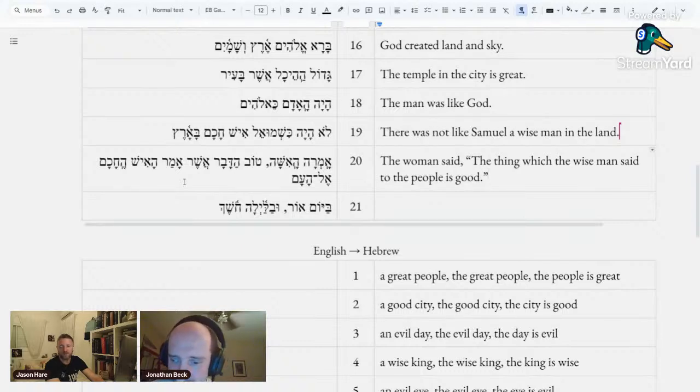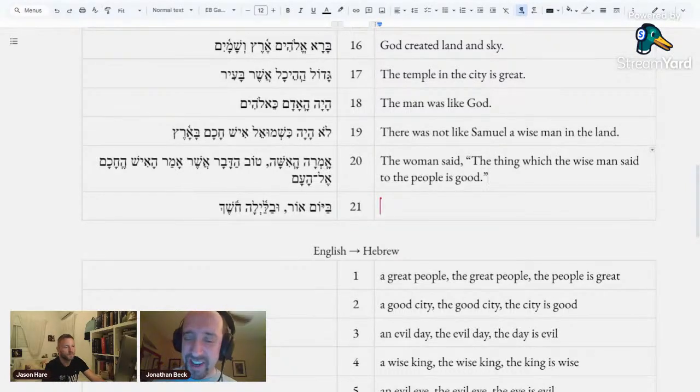Now, the word davar could be advice, it could be a command, it could be anything that's said. Tov hadavar asher amar ha'ish hacham el ha'am. If we're thinking about the article, remember hechacham is because of the guttural with kamatz, normally if it's unstressed, and ha'am because of compensatory lengthening. Also ha'isha.